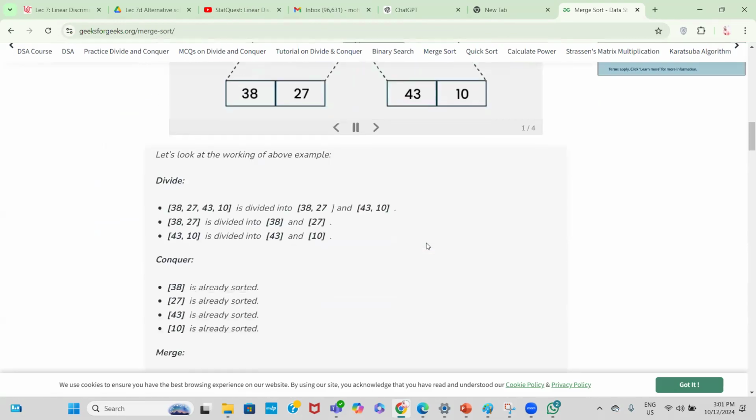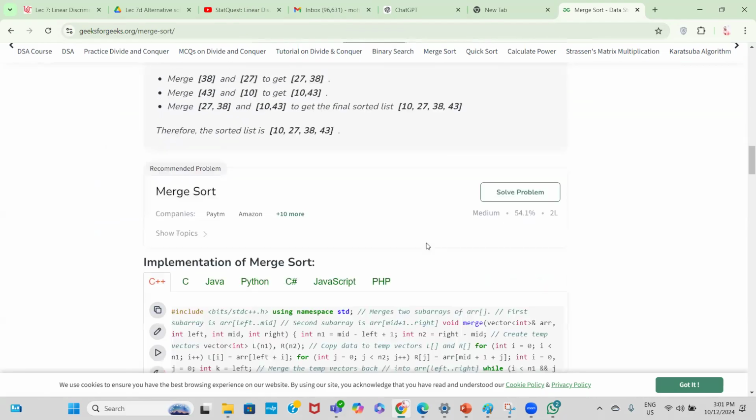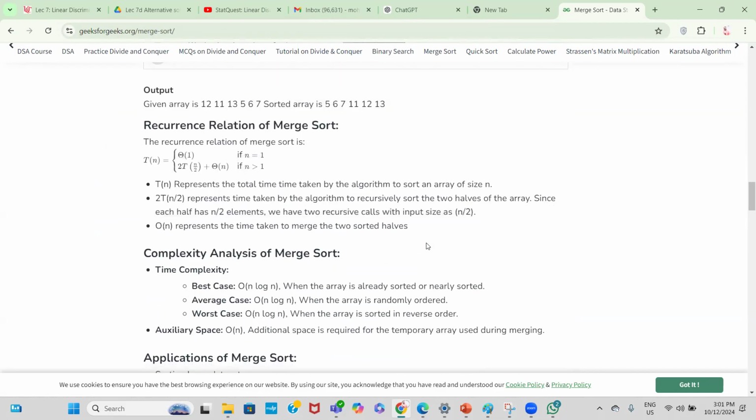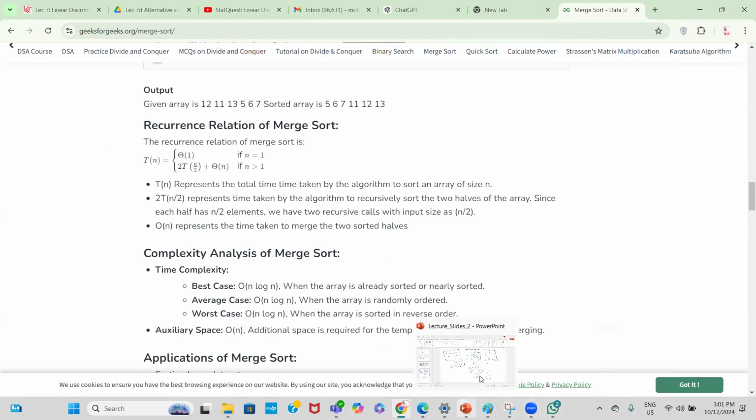Okay, so here we are just breaking down. We are not combining them back. So the number of times that we have to do this operation is order of n, and order of log n times we have to do these multiplications. Okay, let me go back to the PPT.